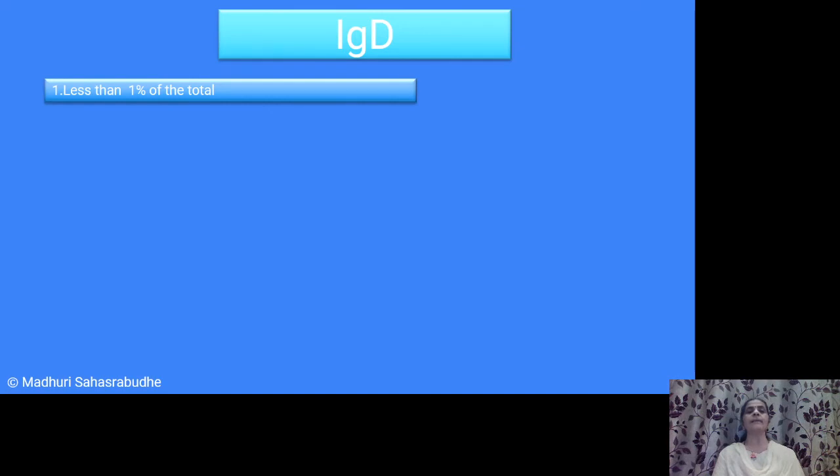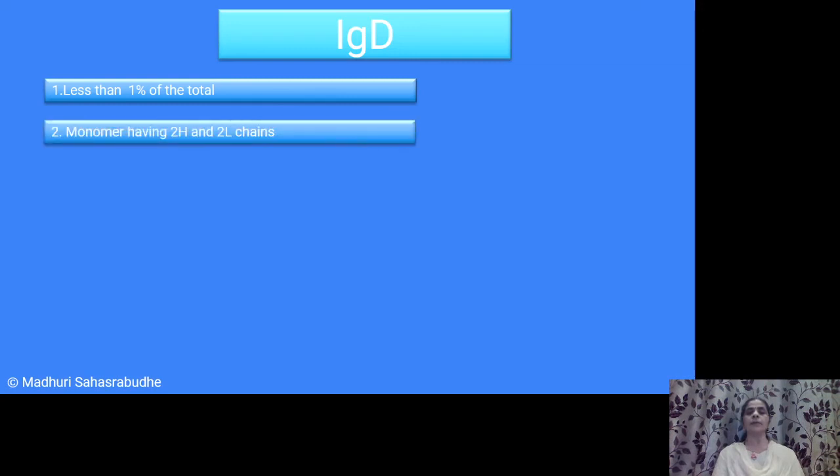The next immunoglobulin is IgD. It is called D because D stands for delta. The antigen determinant on the heavy chain of this immunoglobulin is delta, and therefore it is called IgD. It is found at less than 1% of the total. It is very, very less in quantity.